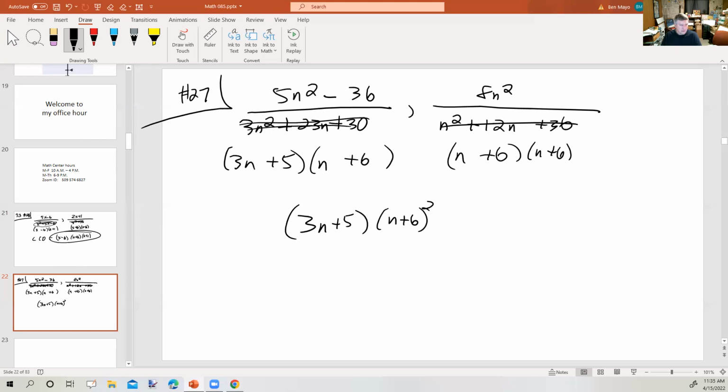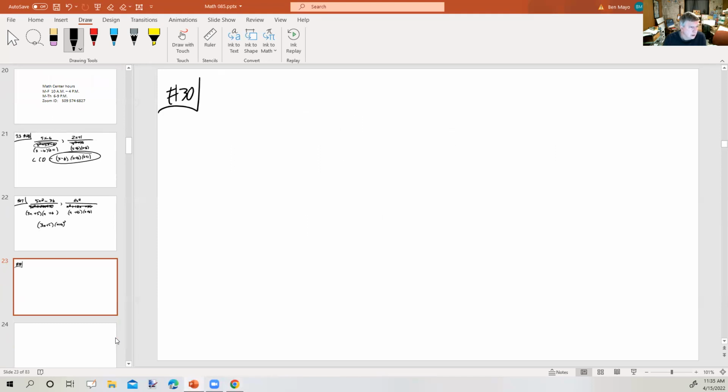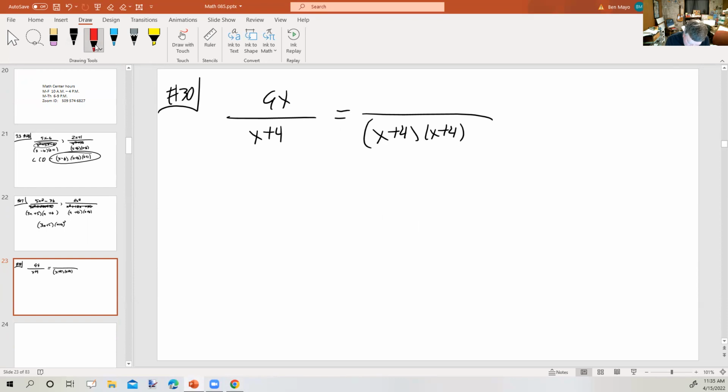One more. I had a question on number 30. Build the following rational expression into an equivalent expression with the given denominator. So basically what I need is I need to multiply both the bottom and the top by x plus 4. So my new numerator is going to be 9x squared plus 36x. And so my final answer is going to look like that.